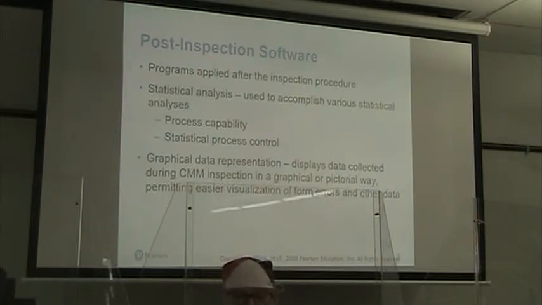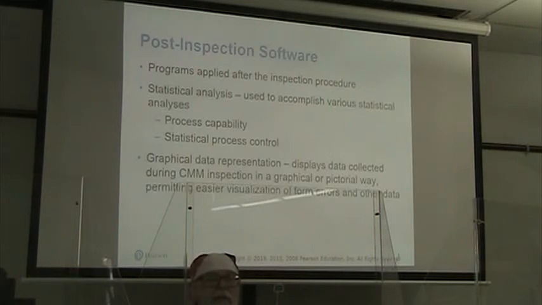Post-inspection software, these are programs that are applied after our inspection procedure. So we use statistical analysis as a software which tells us our process capability and our statistical process control.